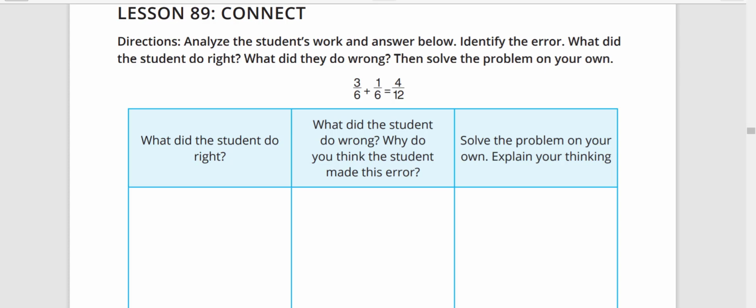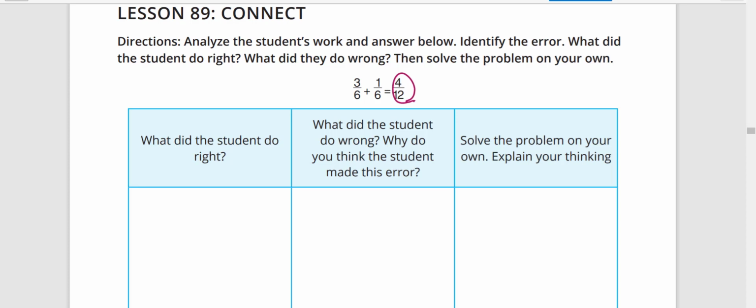Analyze the student's work and answer below. Identify the error. What did the student do right? What did they do wrong? Then solve the problem on your own. 3/6 plus 1/6 equals 4/12. Is it right or wrong? It's wrong.